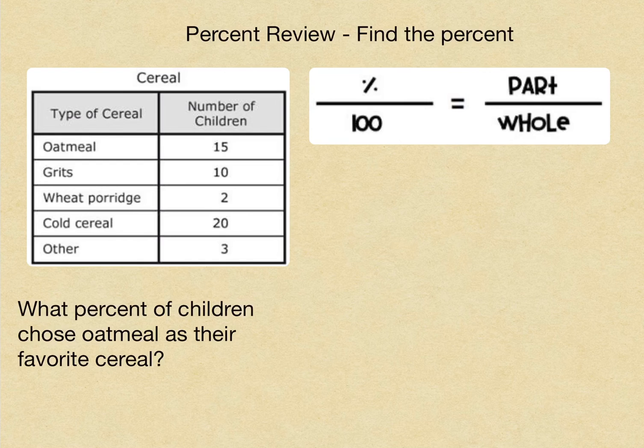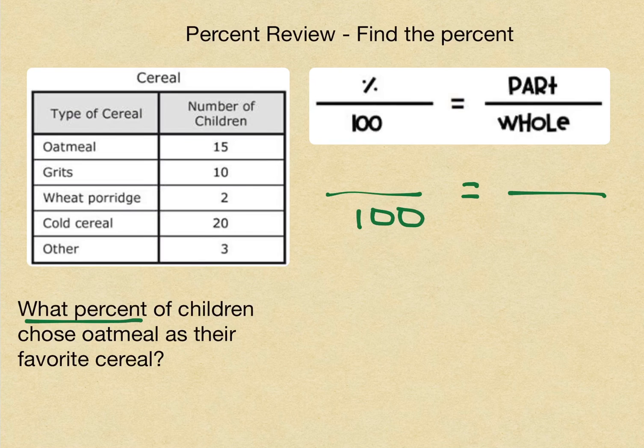The question here is, what percent of children chose oatmeal as their favorite cereal? Now, the good thing about using this proportion is that it's labeled, and so we can just plug in the parts that we have, and whatever's left over, there's going to be one section that we don't know, and that's what we're going to be looking for. Now, the 100 is a constant. It always stays the same.